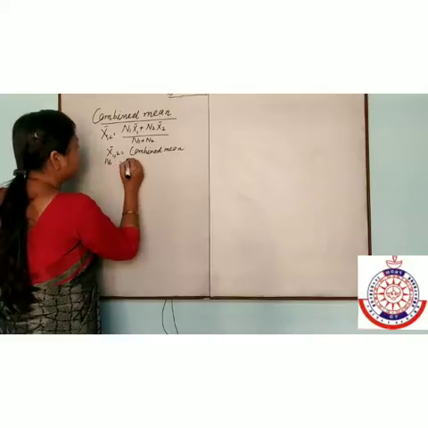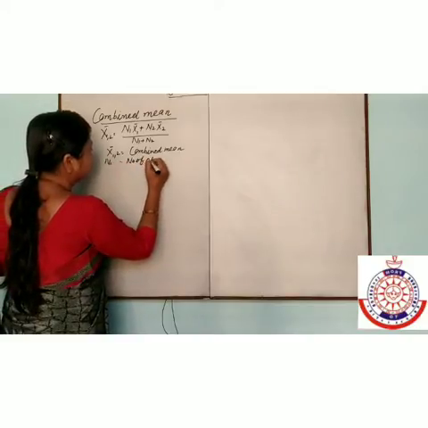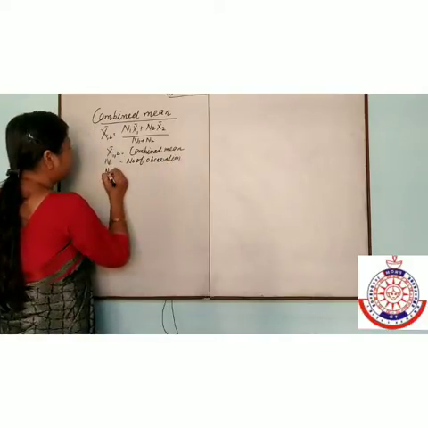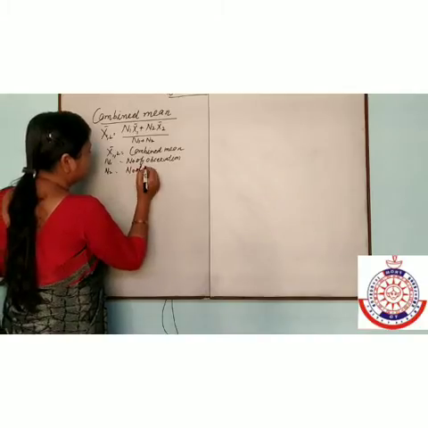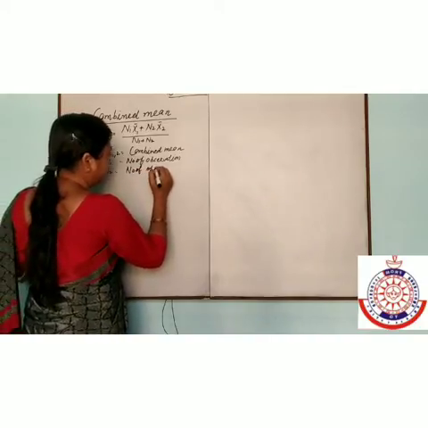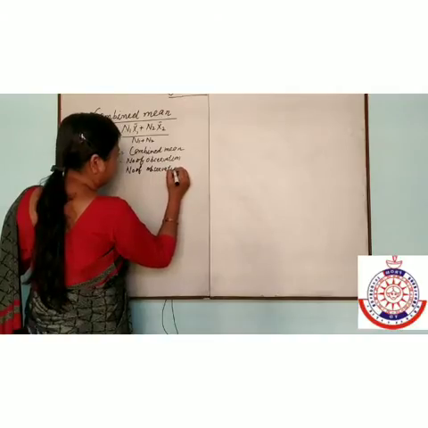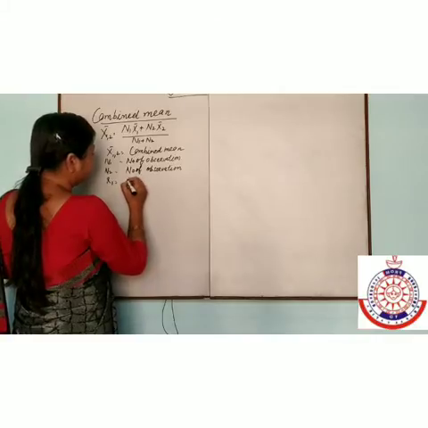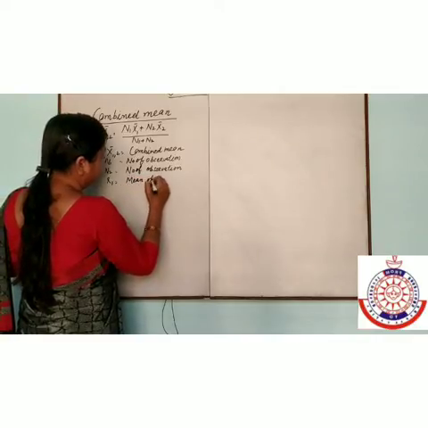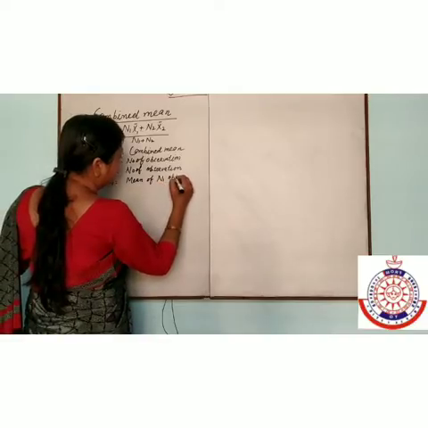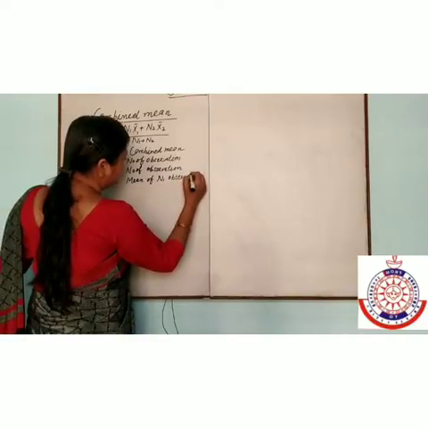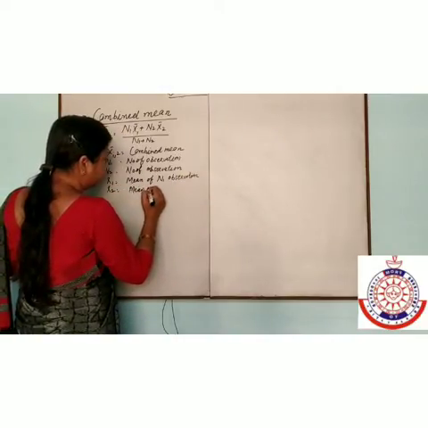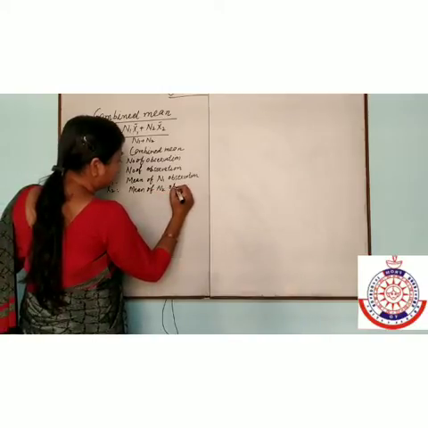N1 is the number of observations. N2 is the number of observations. X bar 1 is the mean of n1 observations and x bar 2 is the mean of n2 observations.